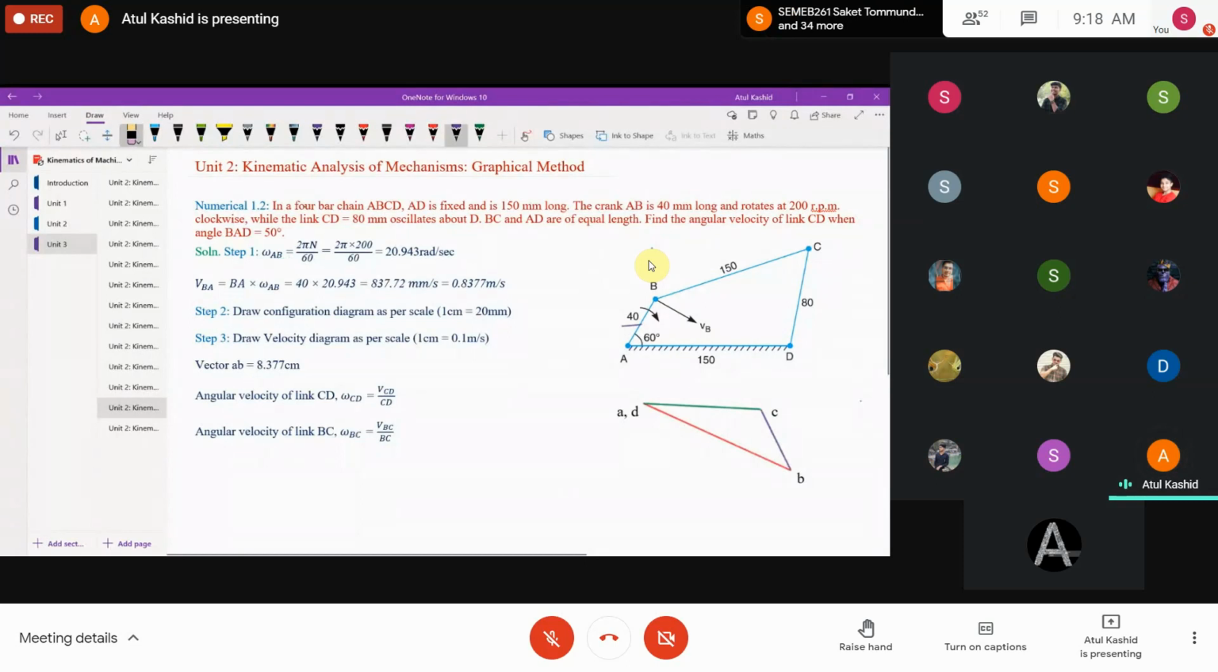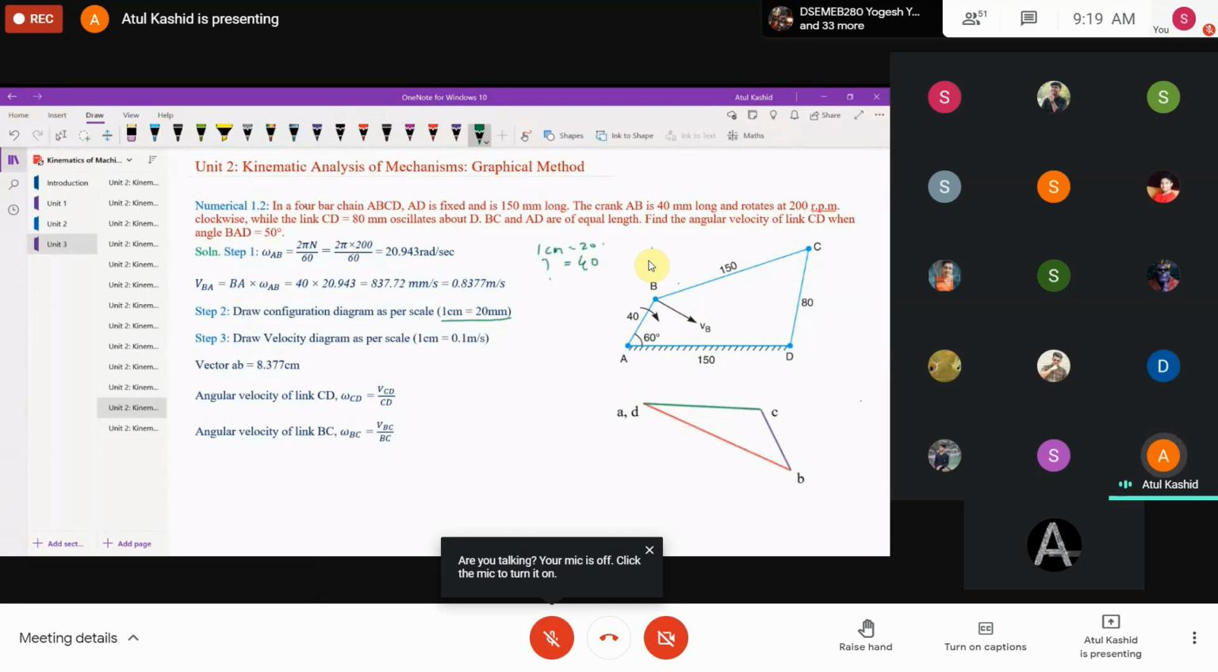Then the next step is to draw the configuration diagram. I don't think there is any problem with this, because it is just the diagram. Whatever is given in the question, that same diagram we need to draw as per the scale, right? Because the dimensions are very large, for that we need to take the scale. So here we have taken 1 centimeter equals 20, right? So this 40 means how many centimeters, right? So that we have to calculate by the scale, right?